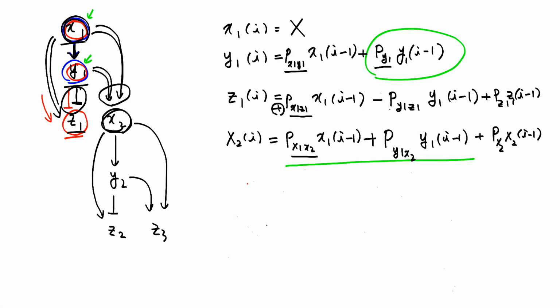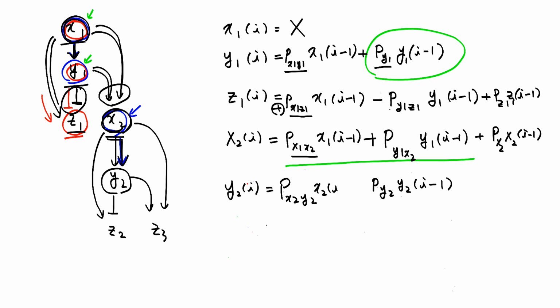Now, how about y2 of i? It should have its own degradation term, which is p sub y2, y2 i minus 1. And how many inputs does y2 have? Only x2. So we have p x2 y2, and here we have x2 i minus 1. So this equation is for y2.